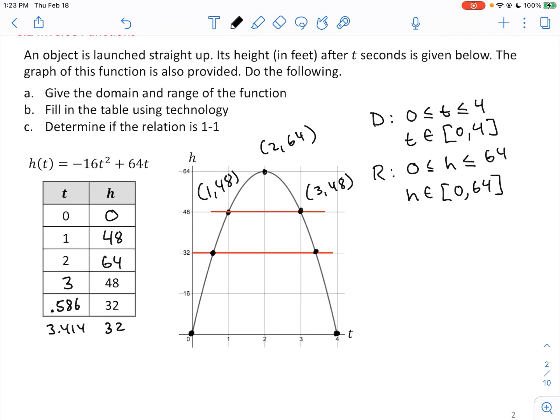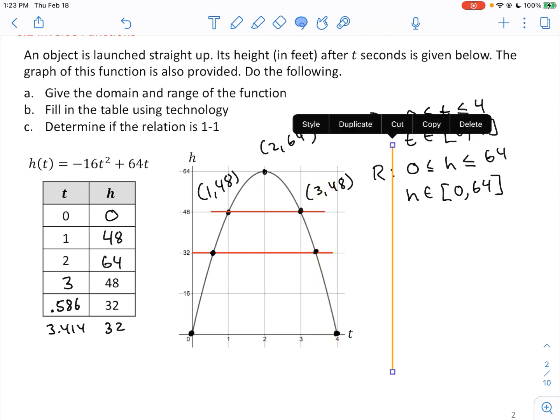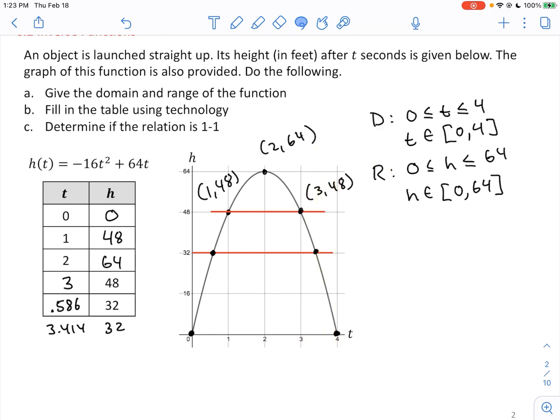Now, given our discussion about 1-to-1 functions, if we do a vertical line and then scan the graph, there's only ever one height for any one time. This passes the vertical line scan, which means that h is a function of t, which was actually given when I use this notation.